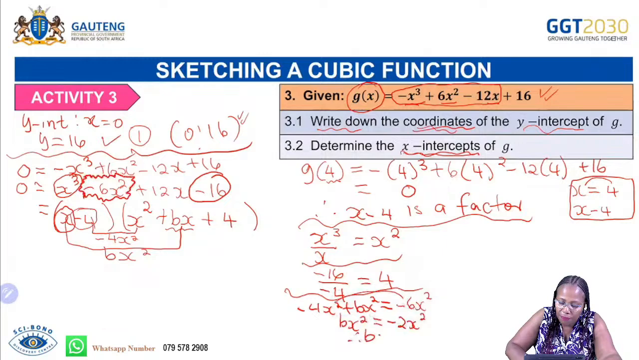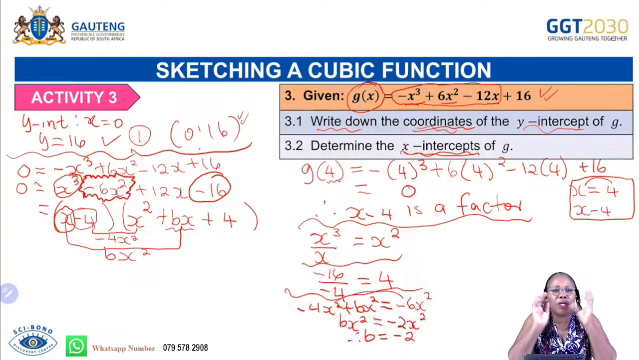Therefore, the value of b is what, grade 12? It's minus 2. We only need the value of b. Forget about the x squared. X squared is assisting us to find this b value. We are happy now. We have the value of b being minus 2.